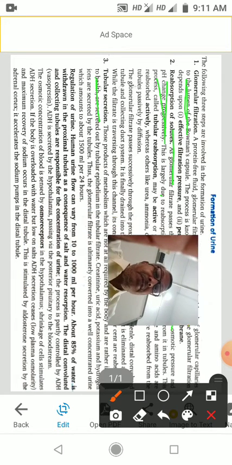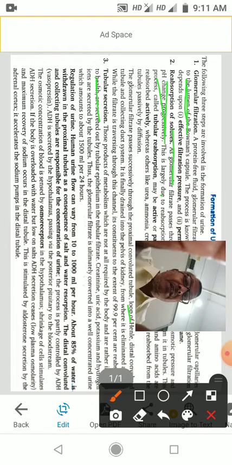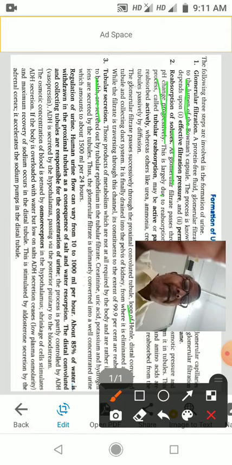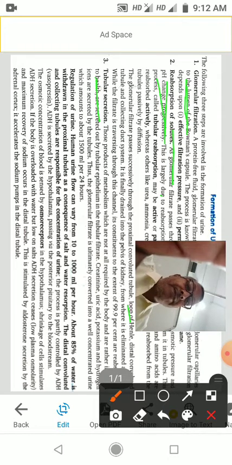Last step is the tubular secretion. In the tubular secretion, metabolic waste or foreign bodies from the blood are secreted through the tubules into the tubular filtrate, and in this way urine is formed, and that is collected in the collecting duct, and from there it will pass into the pelvis, and through the ureter it will pass into the urinary bladder.